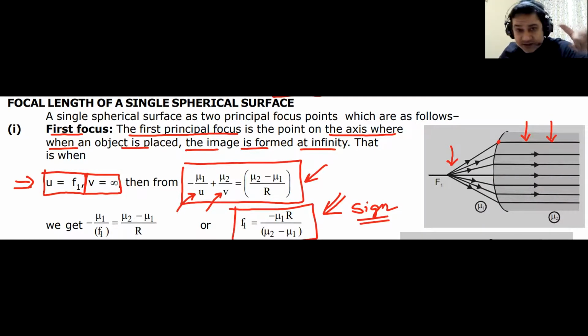You'll have to draw the diagram, bacha, so that you understand this. First principal focus is that point where you should place an object, and the image is formed at infinity. You may not remember it, but you'll have to remember this formula. I'll give you a minute to note it.